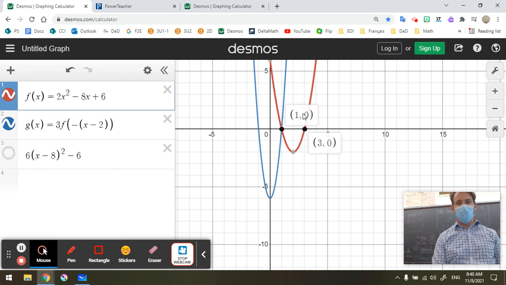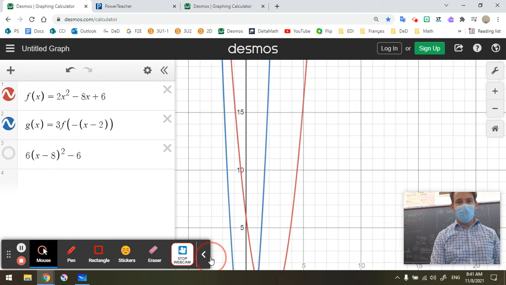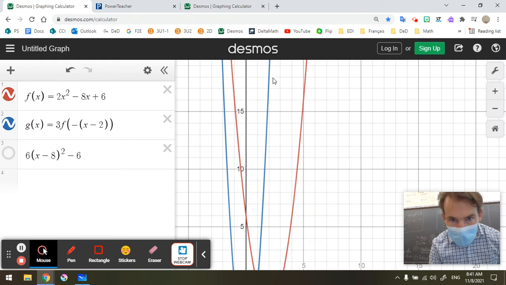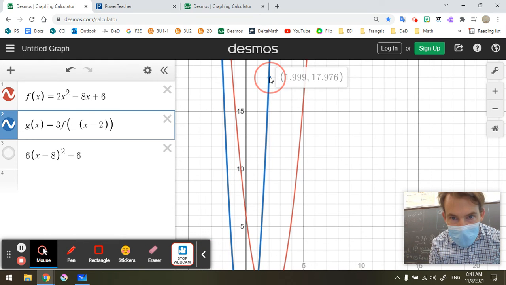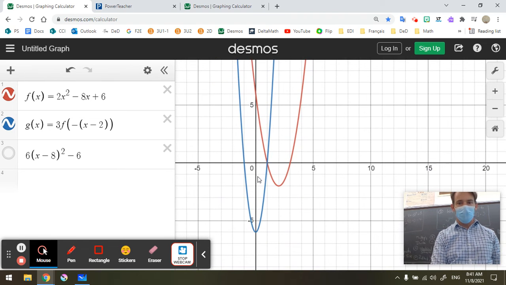It had these roots at 1 and 3 and a vertex at (2, -2), and the y-intercept here at (0, 6). Then when we mapped that point (0, 6), we said it went up to (2, 18). So let's see if we have (2, 18) on the parabola here. Here is (2, 18). We got it. So that one reflected in the y-axis and then moved 2 this way, and it was also stretched up by a factor of 3.